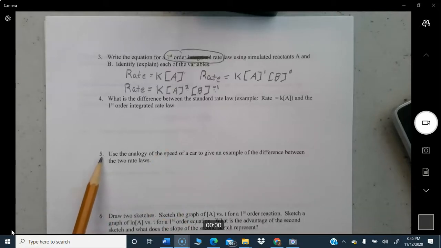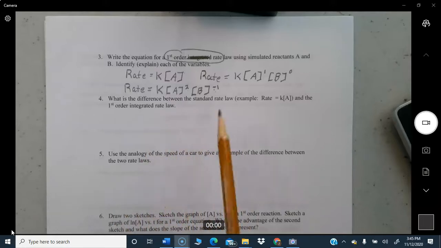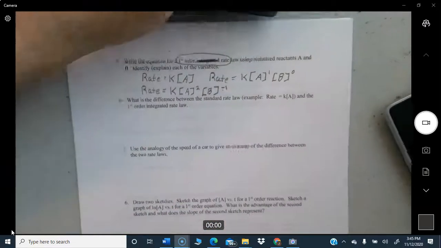I ask you to do that actually in number 5, which is to do the analogy. So do the analogy here with the car and the speedometer and the trip to Los Angeles from San Diego, and just write the explanation for this for a reaction up there. So don't use the analogy up here, use it down there. All right, let's keep going.